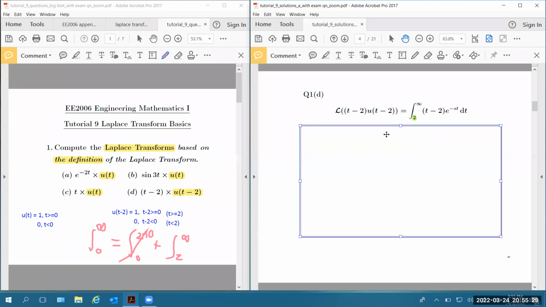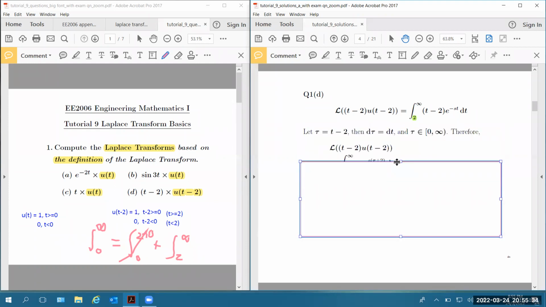Another way is what I'm going to show you here. Now here, actually, we change the variable. So the t minus 2, I call something else. And by doing so, I actually need to change the limits of integration as well. Okay, so I need to change everything to tau. This thing is called tau. Then it becomes like that. Then you see 0 to infinity, right?